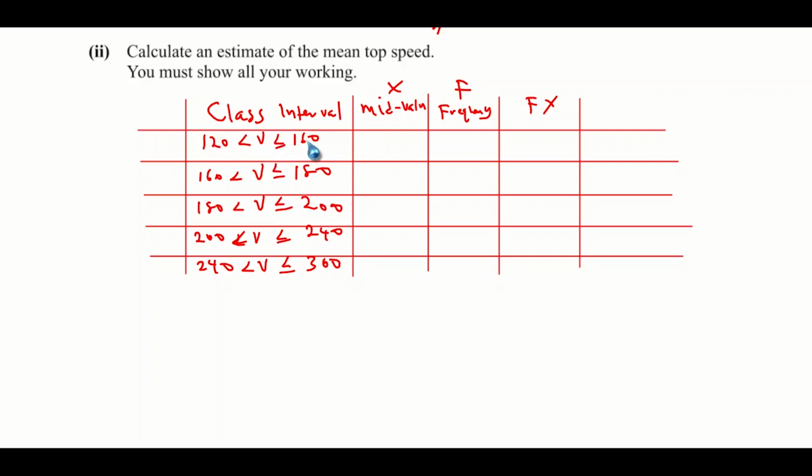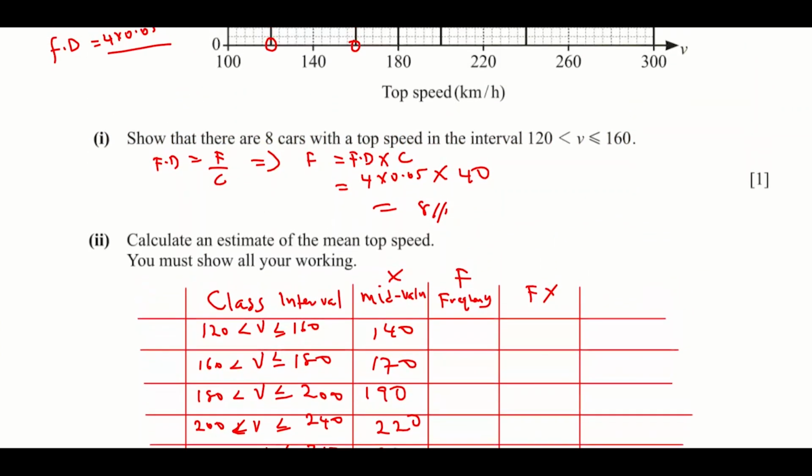Okay, so to get the mid value now, 120 add 160 divided by 2, so this will be 140. Add these 2 divided by 2, that will be 170. Add these 2 divided by 2, that will be 190. Add these 2 divided by 2, so that will be 220. Then add these 2 divided by 2, that will be 270. Yes, the most challenging now is to get the frequency.